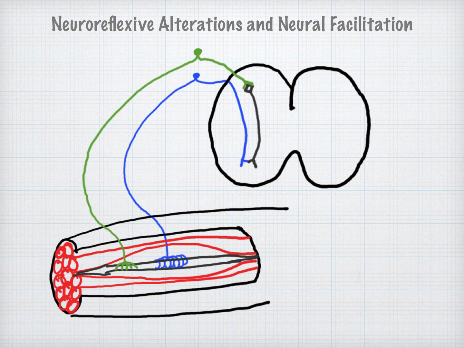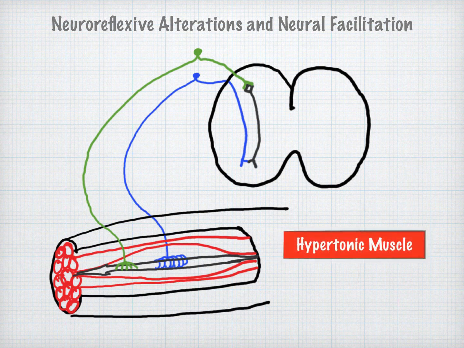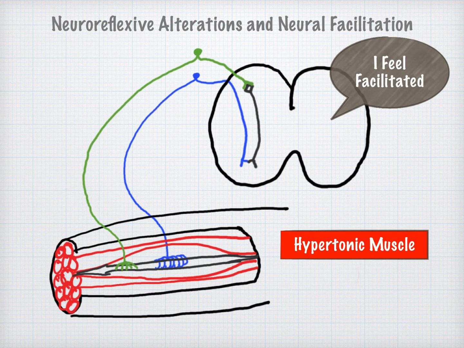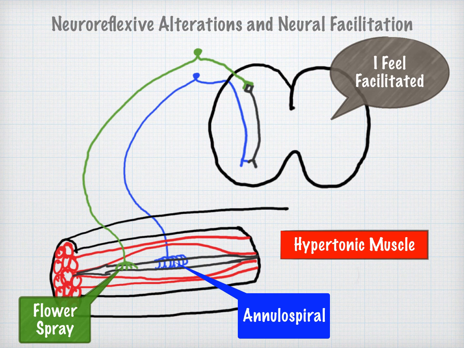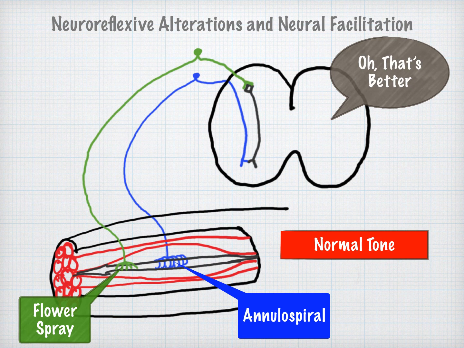The second mechanism involves neuroreflexive alterations and neurofacilitation. Somatic dysfunction can result in alterations in muscle tone and facilitation of spinal neural levels. Myofascial release technique influences peripheral neuroreflexive pathways, including mechanoreceptors like annulospiral and flower spray endings, to normalize muscle tone and resolve neurofacilitation.